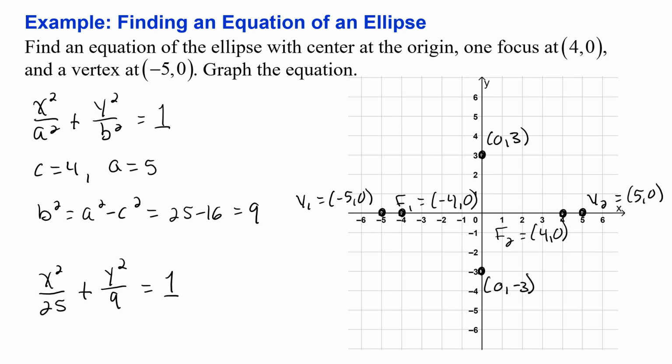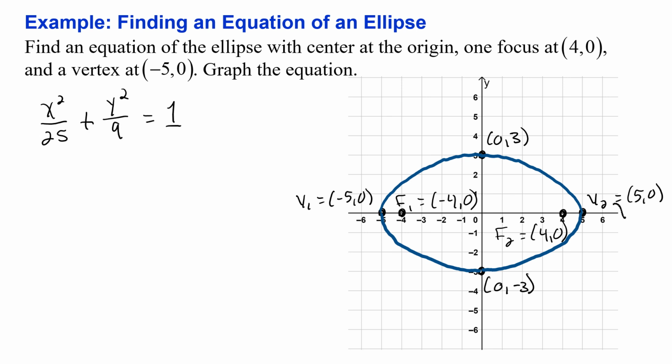Well, finally, let's connect the vertices to the endpoints of the minor axis. Let's draw a smooth curve from v sub 2 to 0, 3 and from v sub 2 to 0, negative 3. Then let's draw a smooth curve from v sub 1 to each of those points at the end of the minor axis.